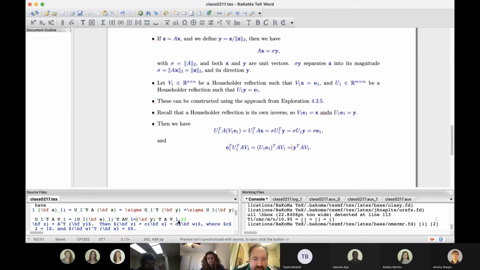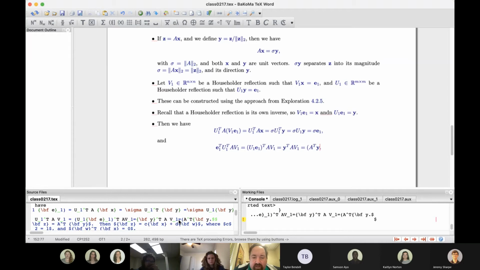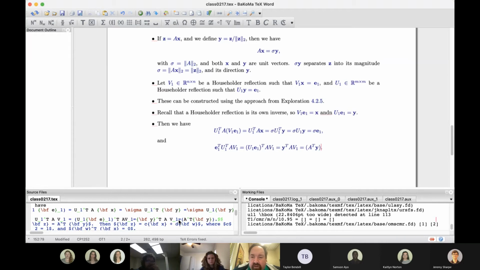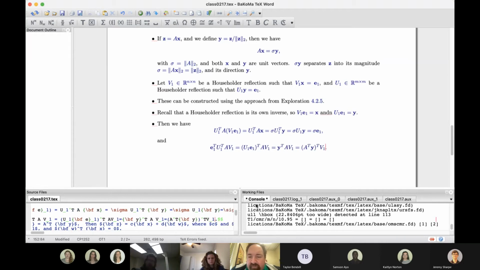I can do a little more with it, because that's the same as A transpose Y transpose V1. Again, using the same property of transposes. But the problem is, right now, I don't really know anything about this vector. So before I go any further, I need to see what's going on with this in terms of norms and such. Now, are there any questions up to this point? I know I've done a lot of manipulations.